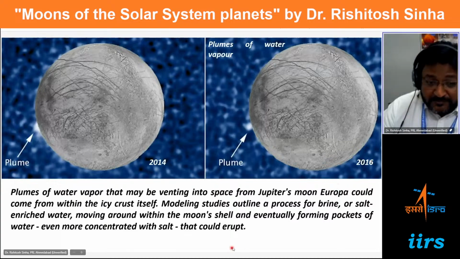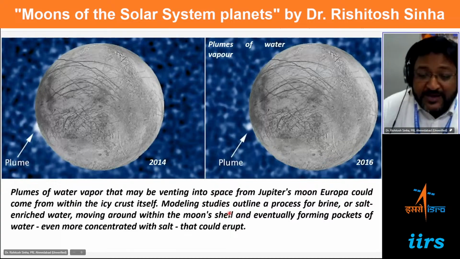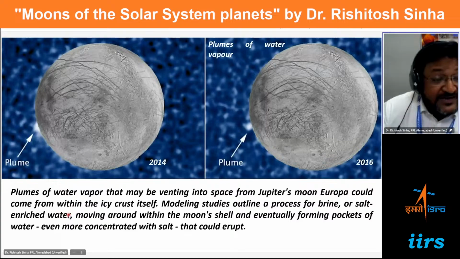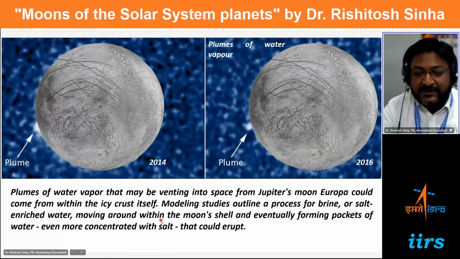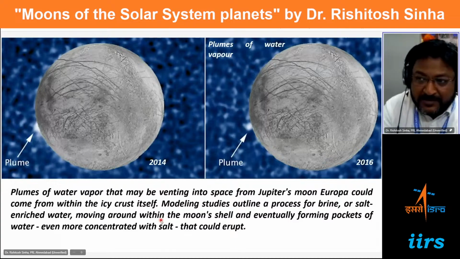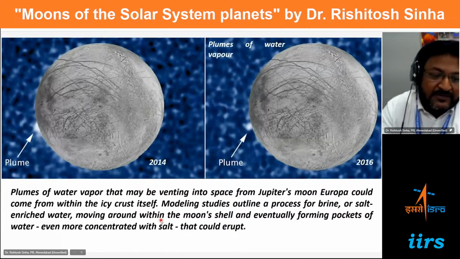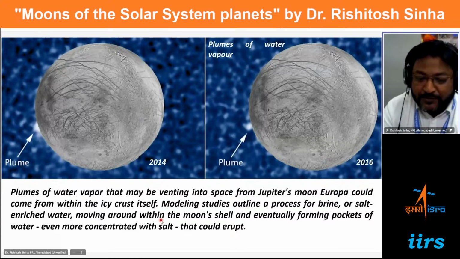So there have been some modeling studies which outline a process for brine or salt-enriched water in the subsurface of this particular moon, which moves around the moon, and eventually in some locations where there are fractures which connect with this salty water, it basically erupts in the form of plumes.